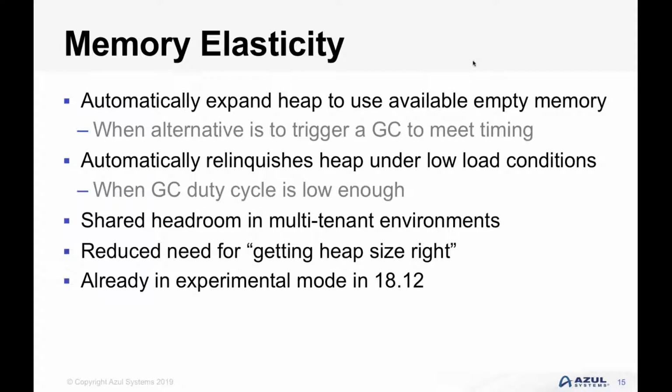This works very well in terms of multi-tenant environments. If you're running multiple containers on the same physical machine, that's a very good example of where that works nicely. Also, it reduces the need to figure out what size the heap needs to be, because the memory gets given back to the operating system, so I can set the heap size to be quite big without tying up all of my memory. And this memory elasticity is working quite nicely in the current version of the Zing JVM.